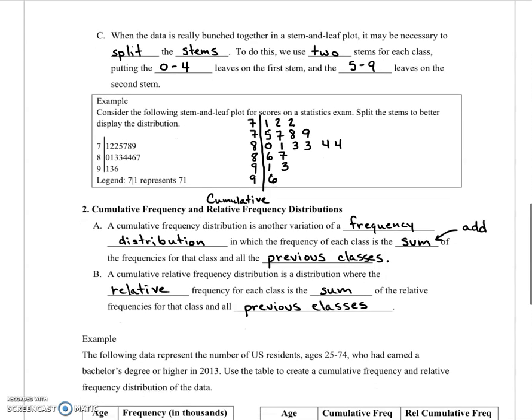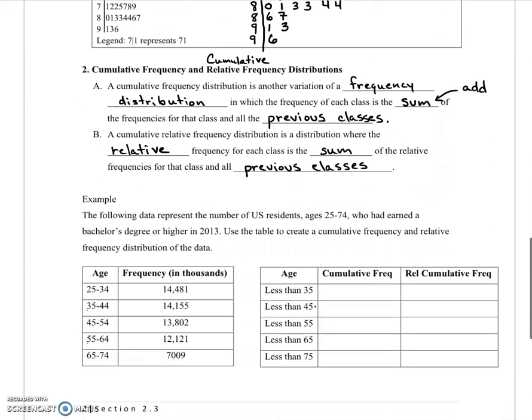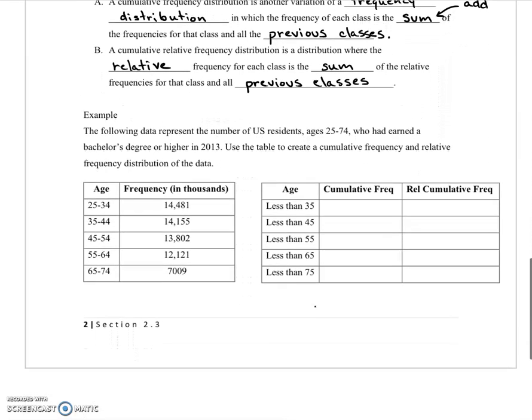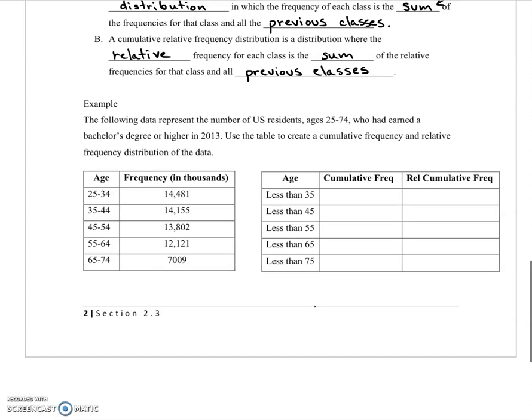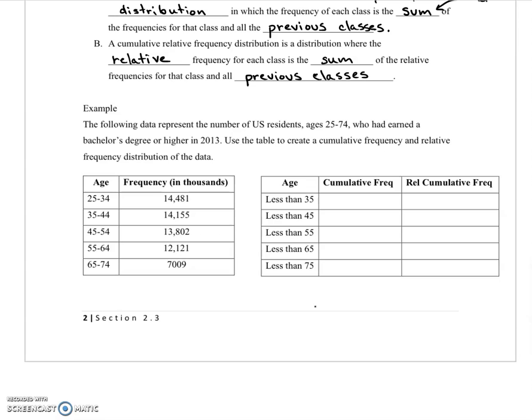So, for example, if we have the following data representing the number of U.S. residents aged 25 to 74 who earned a bachelor's degree or higher in 2013, use the second table to create a cumulative frequency and relative frequency distribution of the data.